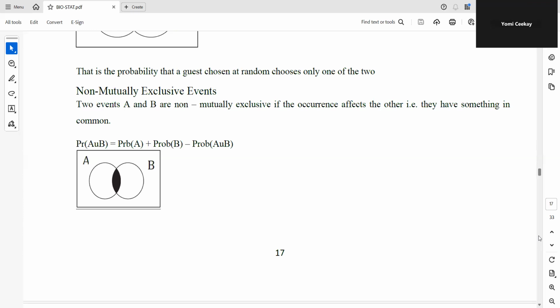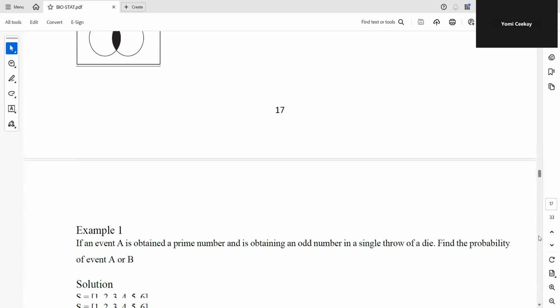As when we have the probability of A and B, when there is an intersection between A and B, then it is a non-mutually exclusive event. The occurrence of this affects the other. So it is given as the probability of A union B is equal to the probability of A plus the probability of B minus the probability of A intersection B. So that is the formula.